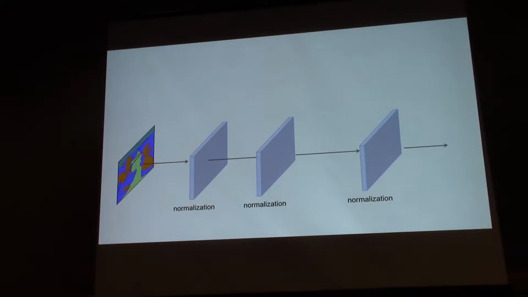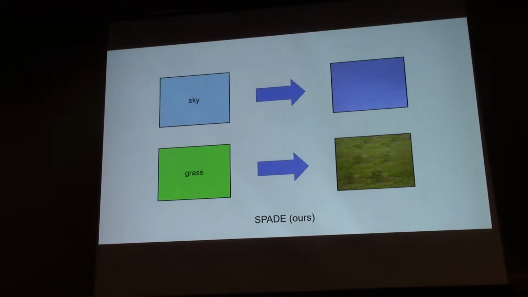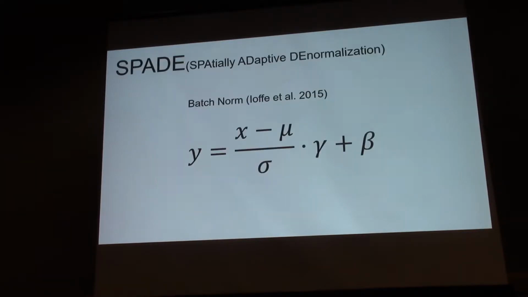So here's our solution. We propose to actually just provide this semantic information after every normalization. And this is indeed kind of what we did. And as a result, using our model, you can see that even if we input a uniform flat label, we are going to get the correct texture for each class label.